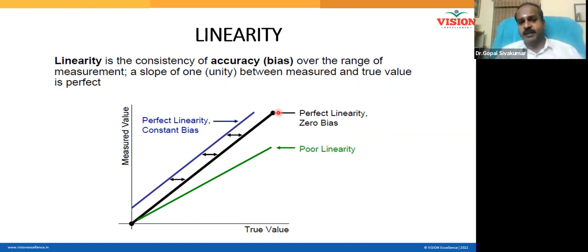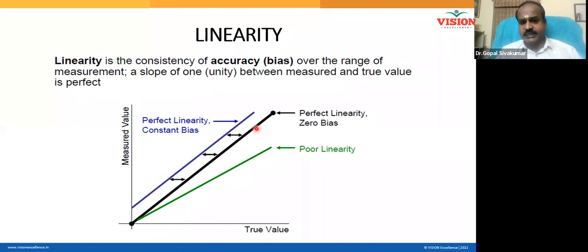Suppose, let us say, the bias is not 0. Current is 0 ampere, but your ammeter is showing 5 ampere. So your reading will come here. Am I right? 0 is recorded as 5 ampere. You know why? There is a bias of 5 ampere. Now tell me, let us say here it is 1000. For 1000, what will be the reading?